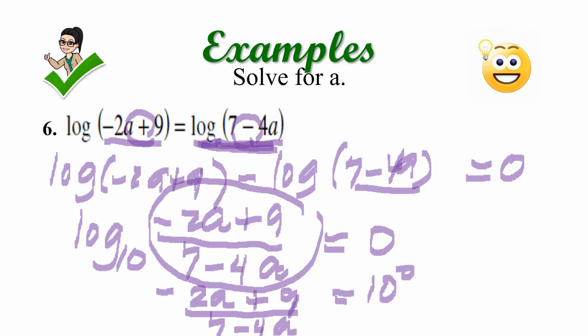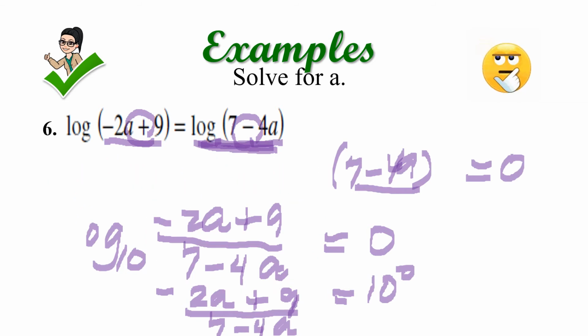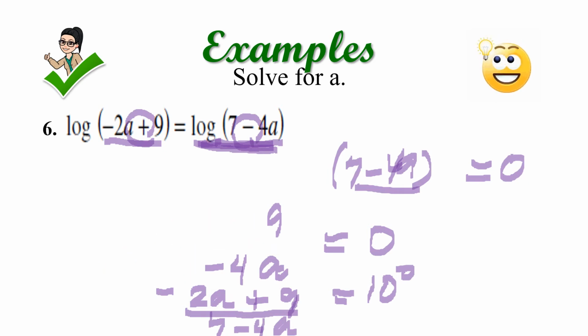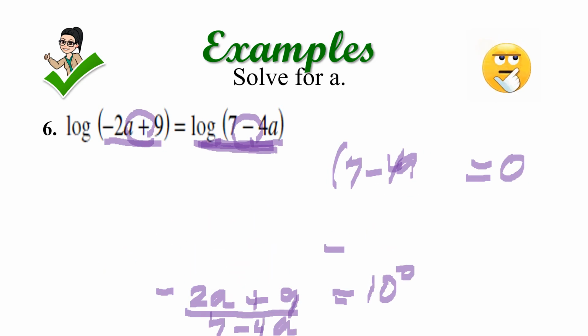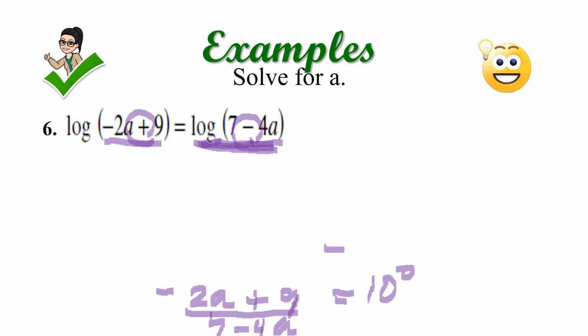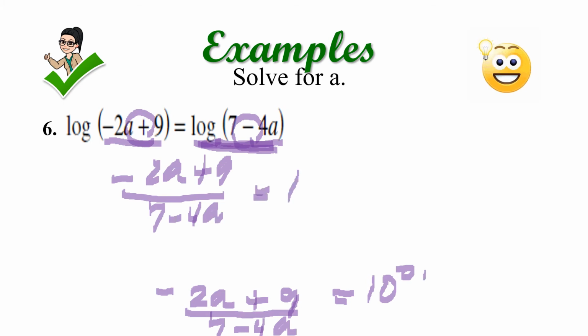Before I continue, let me erase first so that I have space here for me to show you the continuation. Okay. So let me now continue this. So we're here, then let me continue. Negative 2a plus 9 all over 7 minus 4a is equal to 1. So take note, 10 raised to 0 is equal to 1.